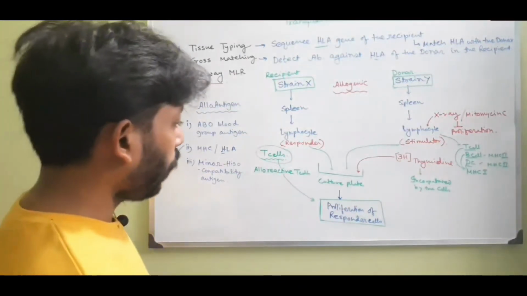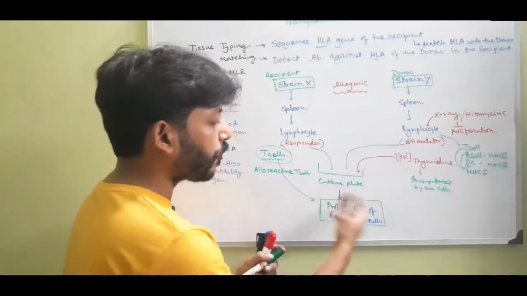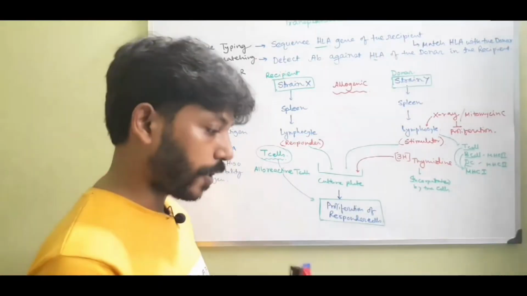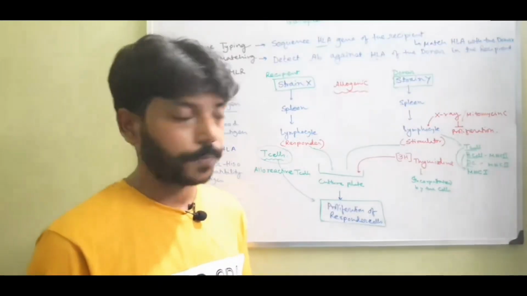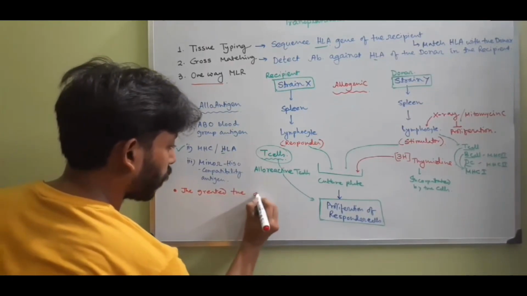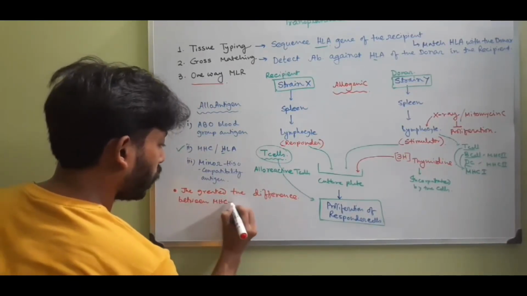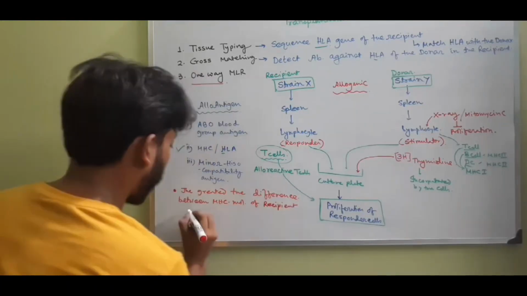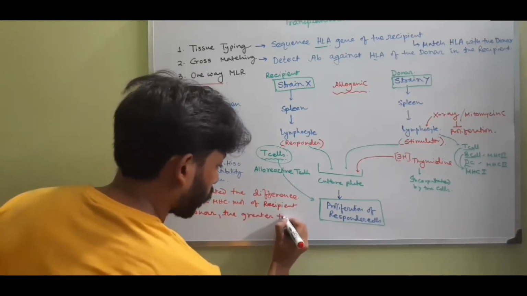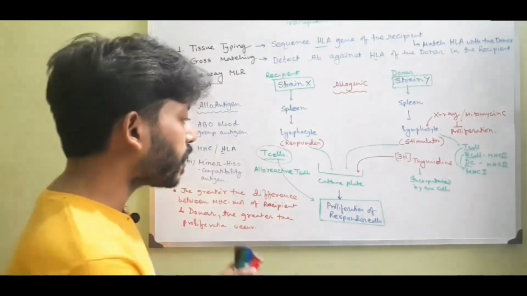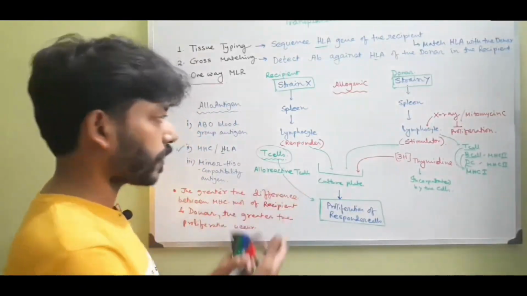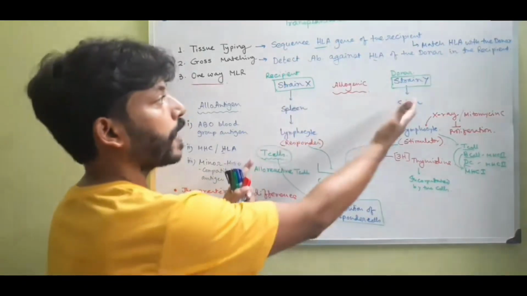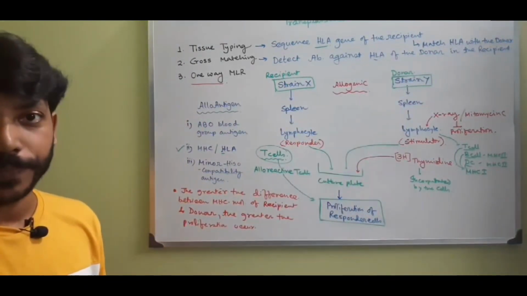Okay. Now how does this proliferation tell the researcher whether the transplantation should be performed or not? The greater the difference between the MHC molecules of the recipient and the donor, the greater the proliferation. If there is huge proliferation of these responder cells, that means there is a huge difference between the recipient and the donor MHC molecule. So this is the indication.